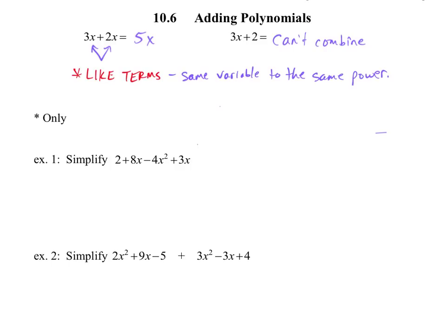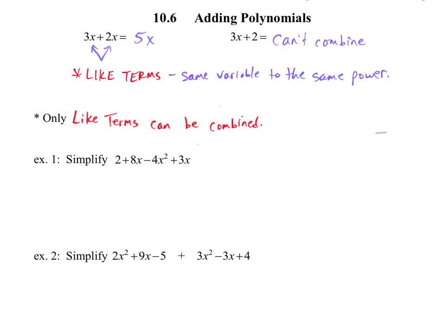Good? Which then is my next line: only like terms can be combined. When you get questions like this and they say simplify, what they mean is, okay, we have 4 clumps. We have this 2, this plus 8x, this minus 4x squared, and this plus 3x.